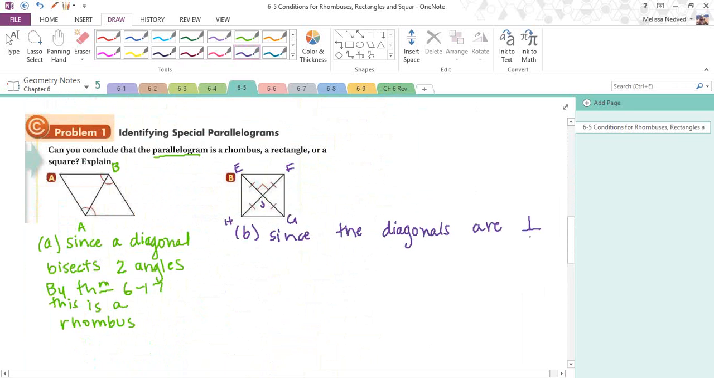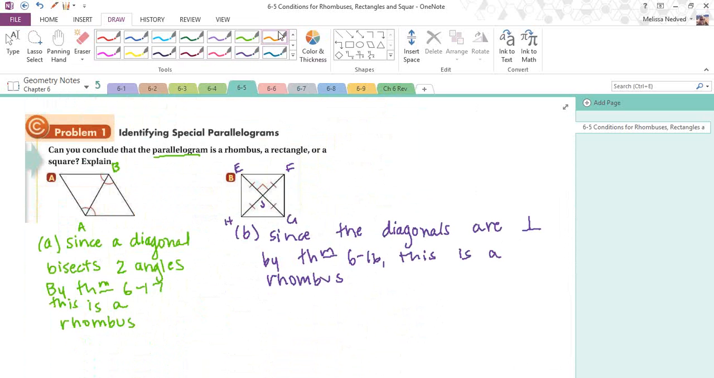And I'm going to abbreviate perpendicular by using that kind of upside down capital T. So since the diagonals are perpendicular by theorem 6-16, this is a rhombus. Don't stop there. Do we know anything else about this?